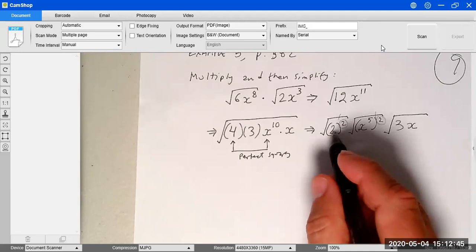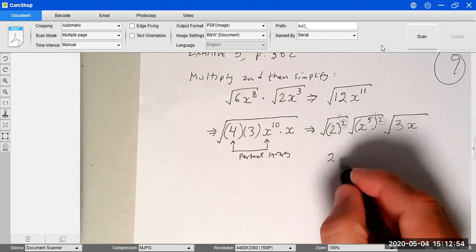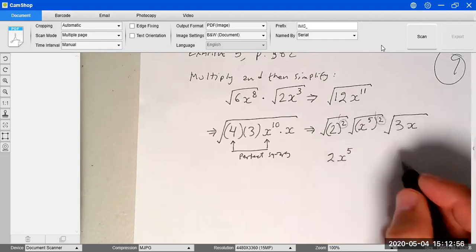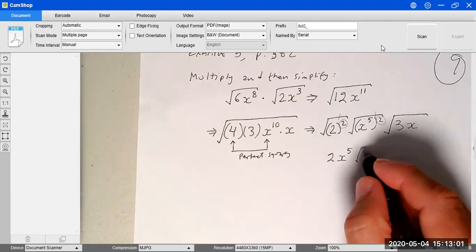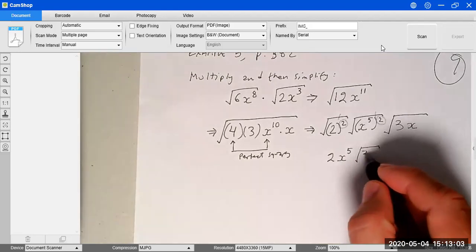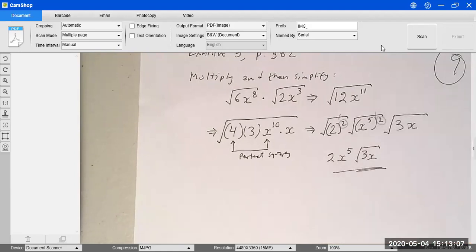So we're going to finish with 2 from here. That's the only thing that is remaining, the number that is inside the parentheses. Then I have x to the 5th power. Then I have the radical for the non-perfect squares. So I have 3x here. So that should be the answer for the last problem. So now you're going to have the opportunity to work on this.